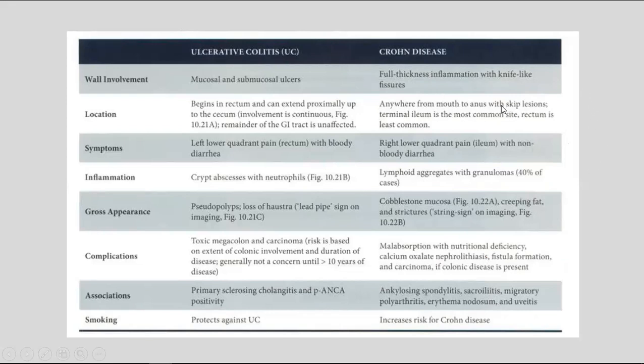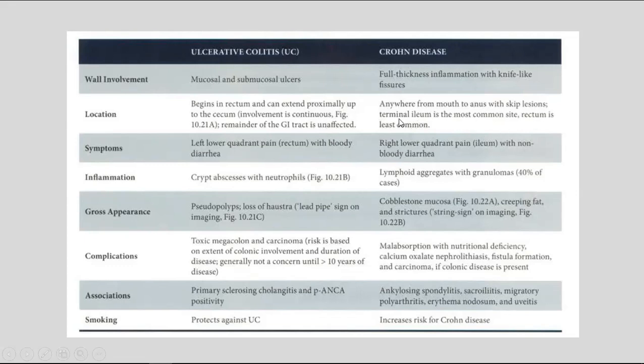Like we said, it's skip lesions, and it can affect any part of the GIT, from the mouth till the anus. The most common site of involvement is the terminal ileum, and the rectum is least common. Like I said, if you have rectal sparing and you suspect IBD, then it's most commonly going to be Crohn's disease, because ulcerative colitis will always involve the rectum.